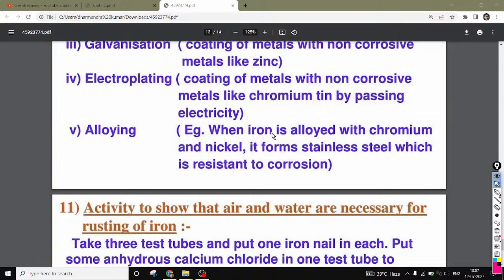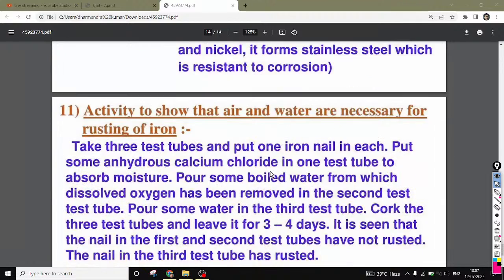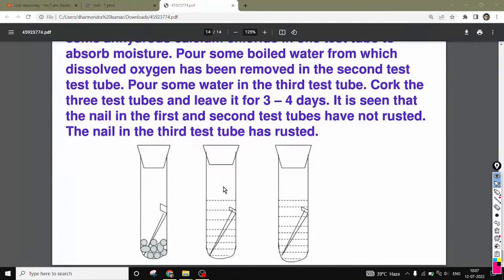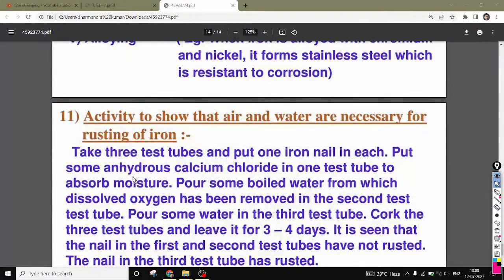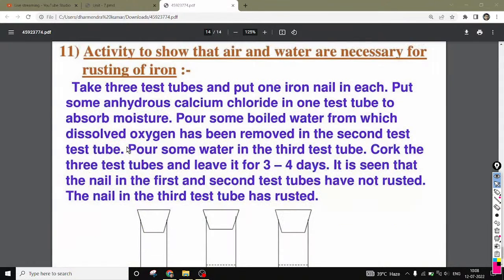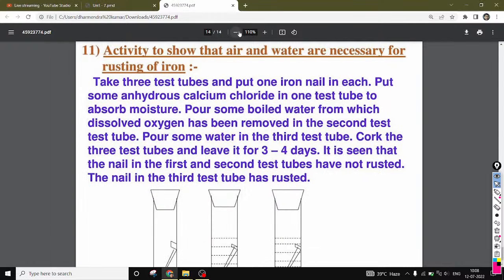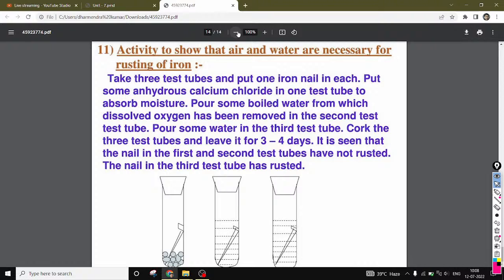And when iron is alloyed with chromium and nickel, it forms stainless steel, which is resistant to corrosion, right? So some of the important factors are given here. And next we have an activity to show that air and water are necessary for rusting of iron, right? This activity will show you how air and water are necessary for rusting of iron.